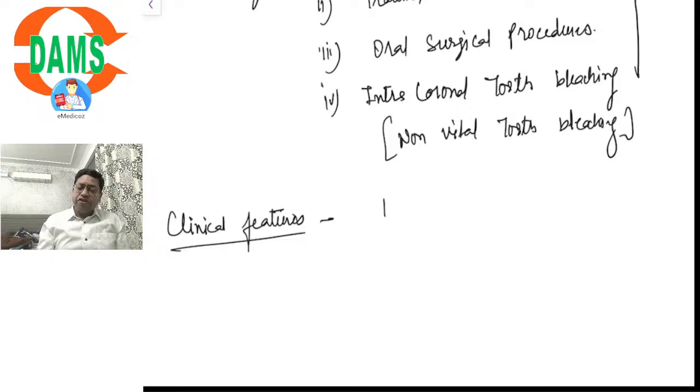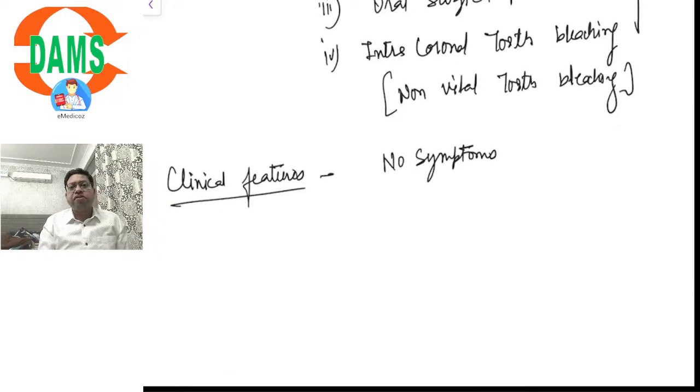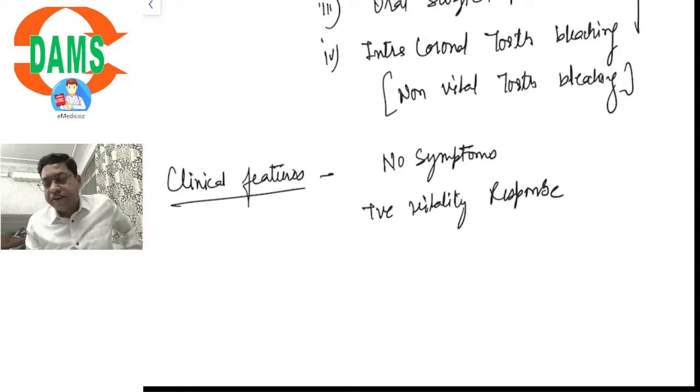Clinical features, if we talk about, hardly there are any symptoms. There are no symptoms and there is a positive vitality response. If we compare it with external inflammatory resorption, we have seen there would be a negative vitality response. Here there would be a positive vitality response because the pulp is not infected.